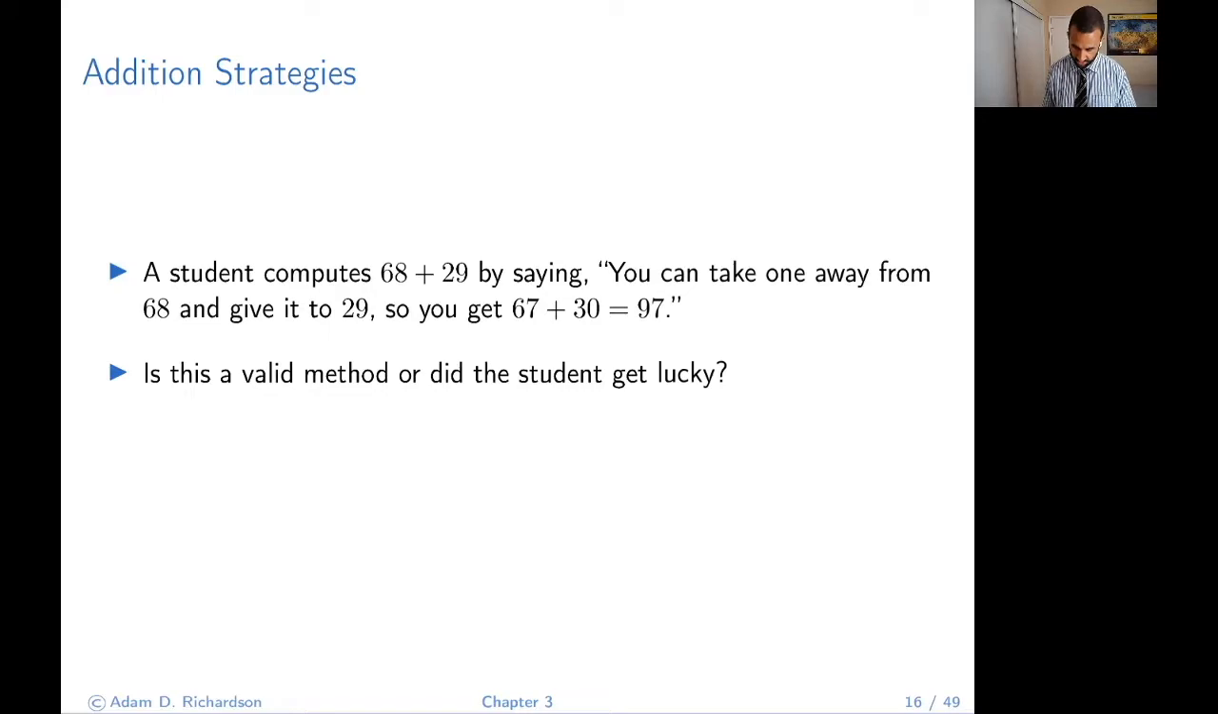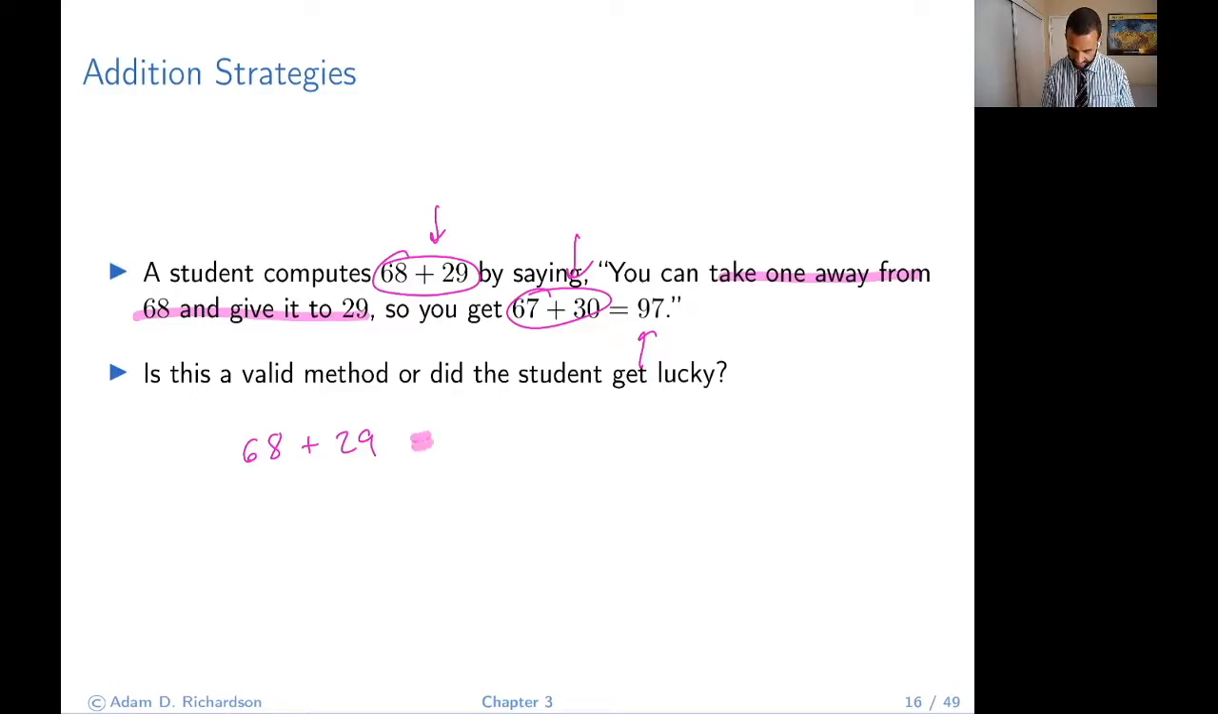Okay, so the student is starting with 68 plus 29, and they're manipulating that expression to get 67 plus 30, and then they're adding that to get 97. So we should be able to show that they can start here, manipulate it to get there, and then finally end up with 97. That's what we're going to do right now. So 68 plus 29, and then the student says to do this. Take 1 away from 68 and give it to 29.